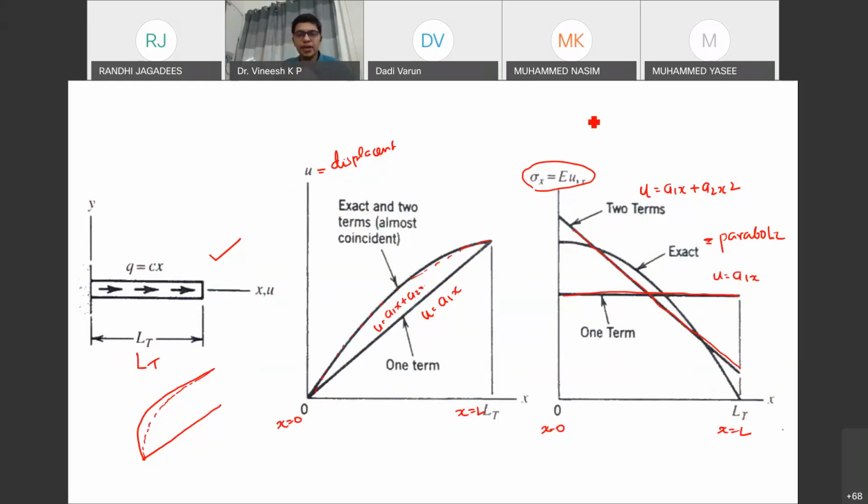If I increase again and consider the third term, a1x plus a2x square plus a3x cube, I will get the exact solution. In other cases, I may get much closer to the exact solution. My unknowns are a1, a2, a3, and finding all these unknowns and substituting in the differential equation is a little more difficult. If you want a better solution, you can increase the degree of polynomial. But when you increase the polynomial, your problem size increases, so you need more time to solve the problem. I hope you are getting it.